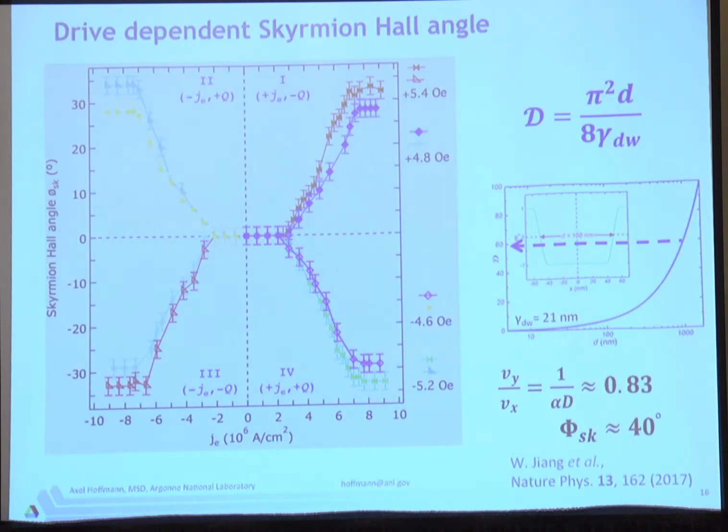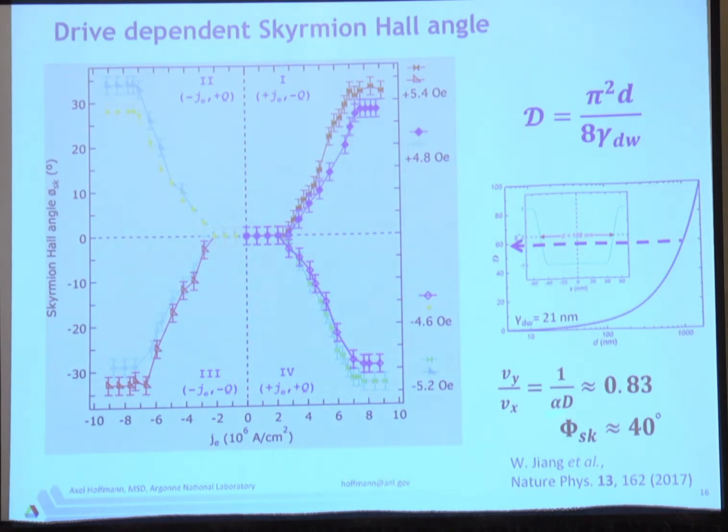Now we can calculate what to expect. In a simple model, this constant D is directly related to the diameter. Gamma, the domain wall width, is like the size of the domain wall, which in our case is like 10, 20 nanometers, something like that. If we take our best estimates for what alpha and D should be, we get an angle that we expect of about 40 degrees, and experimentally we measure something around 30 degrees, so that's reasonable.